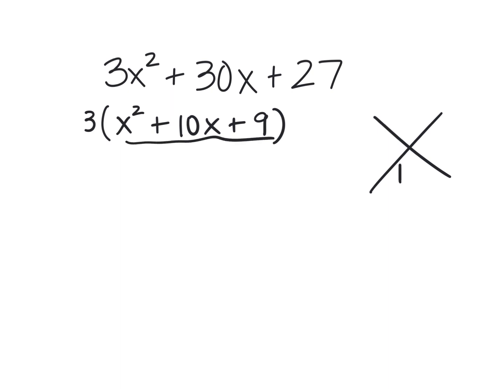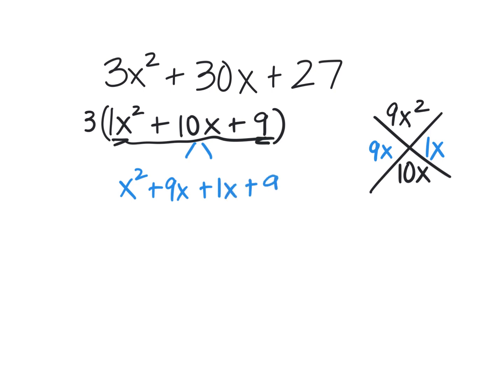Now I'm going to do my little diamond problem and just work on this part. So when I add my x's, I need it to be 10x. And when I multiply, remember you do 1 times 9 here. I need it to be 9x squared. So what times what is 9, but when I add, I get 10? Well, I think if I just did 9x and 1x, that would get me to 10x. So now I'm going to split this up. It's x squared plus 9x plus 1x plus 9.